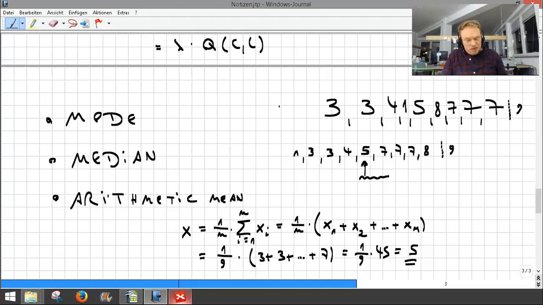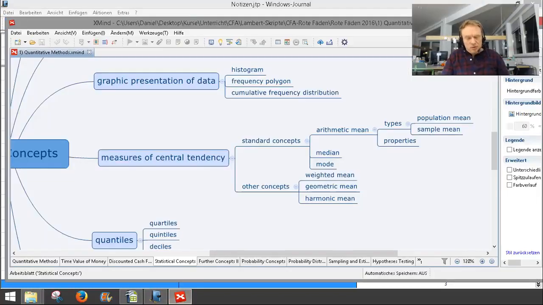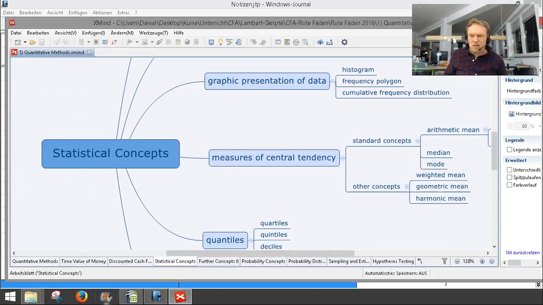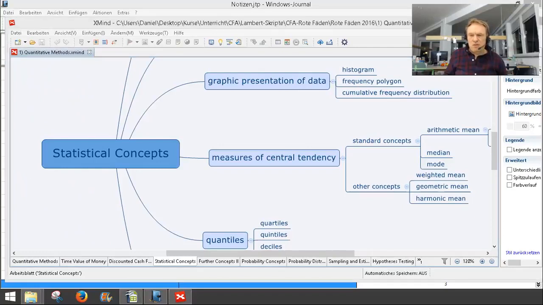That's it when talking about standard concepts of measures of central tendency, which means the arithmetic mean, the median, and the mode. That's it for now about statistical concepts and about those standard concepts of measures of central tendency.